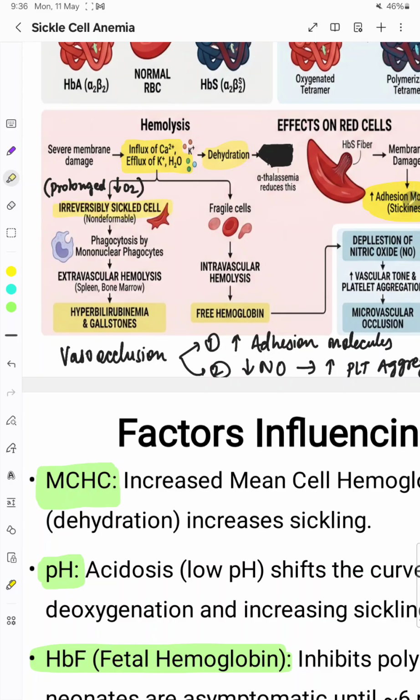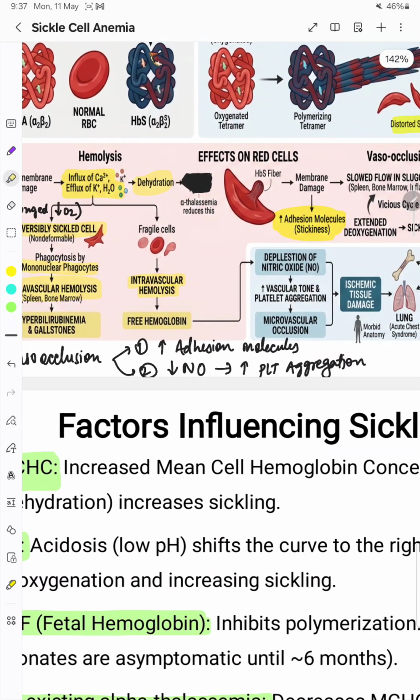Irreversibly sickled cells are phagocytosed by various mononuclear phagocytes in the spleen or bone marrow, resulting in extravascular hemolysis, which manifests as hyperbilirubinemia and gallstones. These RBCs are also fragile due to membrane damage and may result in intravascular hemolysis and release of free hemoglobin into the plasma.